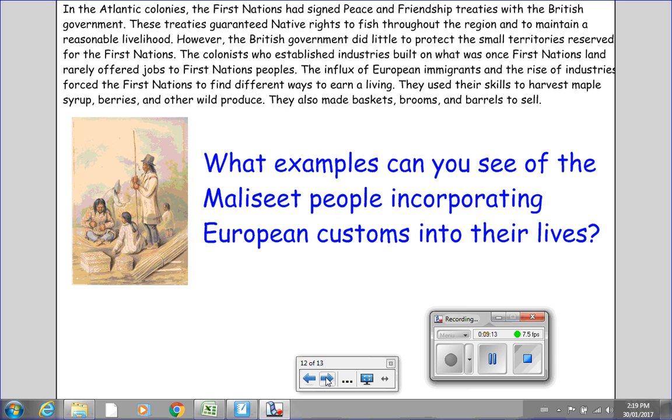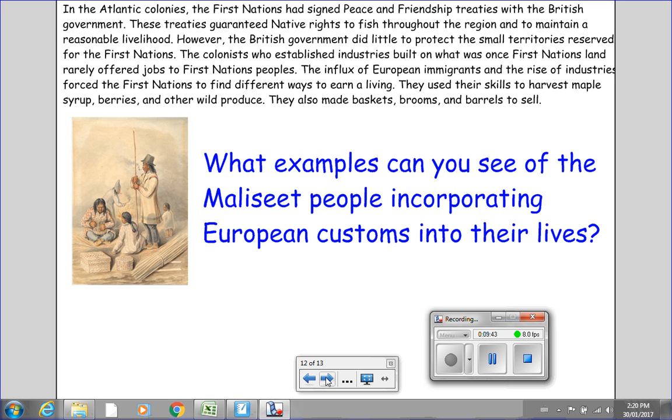In the Atlantic colonies, the First Nations had signed peace and friendship treaties with the British government. These treaties guaranteed native rights to fish throughout the region and to maintain a reasonable livelihood. However, the British government did little to protect the small territories reserved for the First Nations. The colonists who established industries built on what was once First Nations land rarely offered jobs to First Nations peoples.